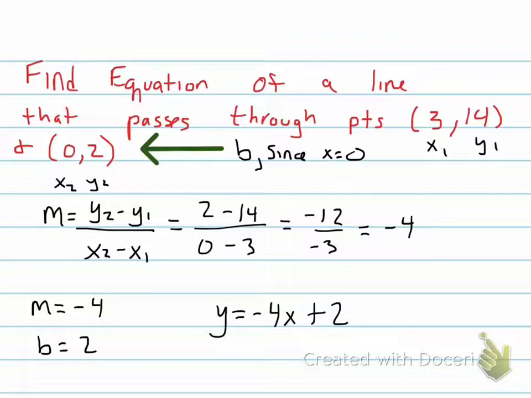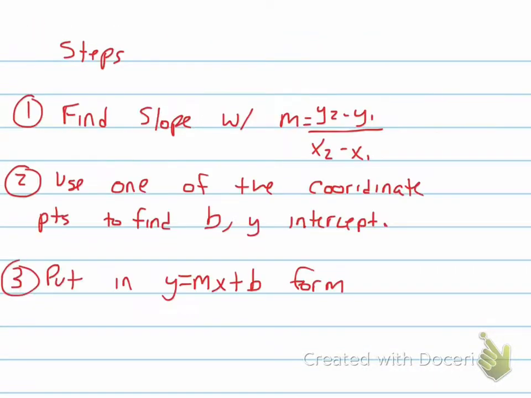So hopefully some of you guys are asking now, well, what happens if I don't have b? So let's get down the steps of how to do this, and then I'll show you how. There's 2 ways, actually. Alright, steps. So find the slope with this formula. This needs to be burned into your skulls. You need to know it. You need to know what it means. Change in y over change in x. Alright, so that's step 1.